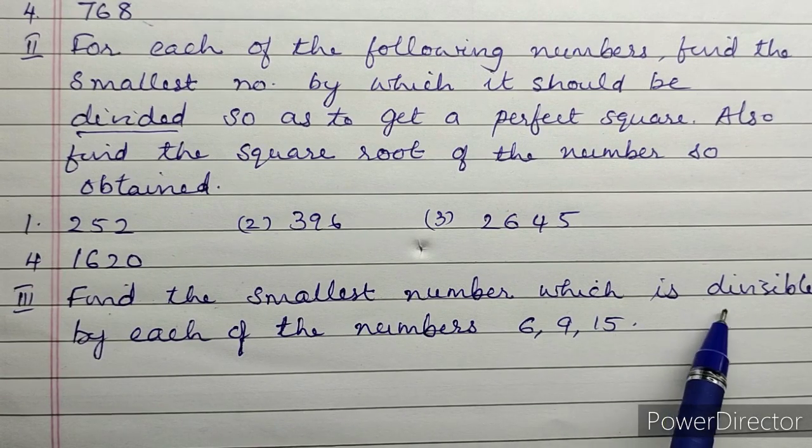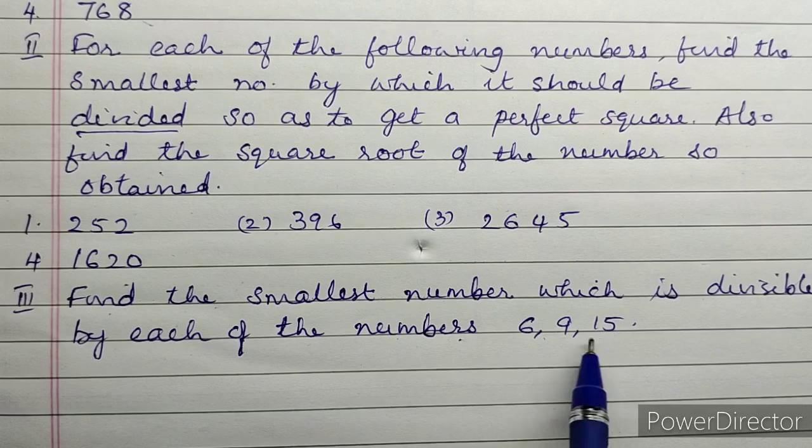Find the smallest number which is divisible by each of the numbers 6, 9 and 15. So these sums you have to do in the homework book. And what I showed in the video, all the sums you have to do in your classwork. So classwork also you should complete and homework also you should complete.